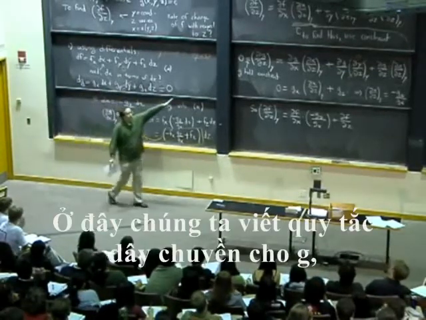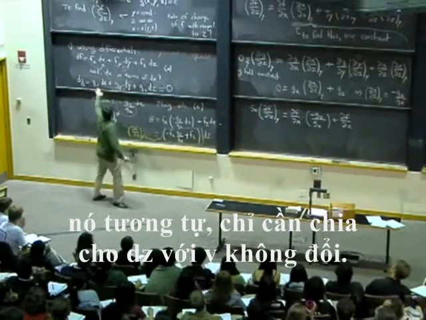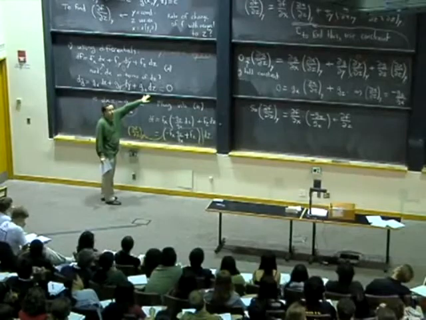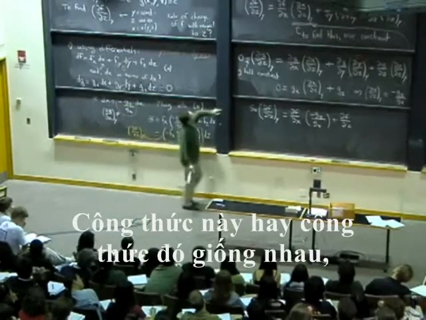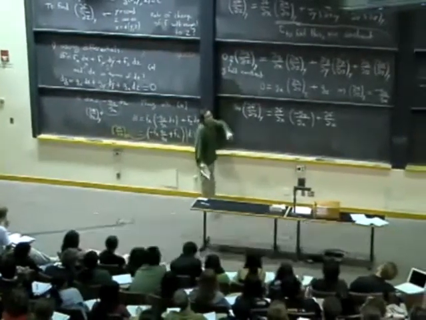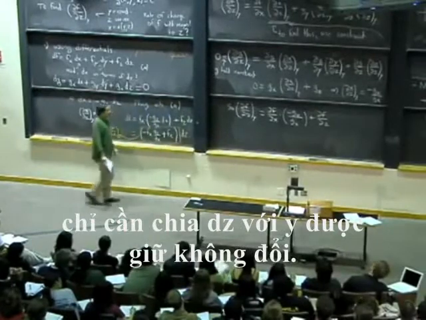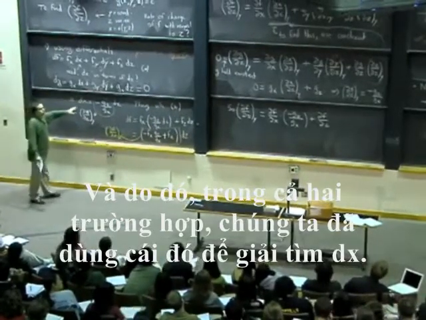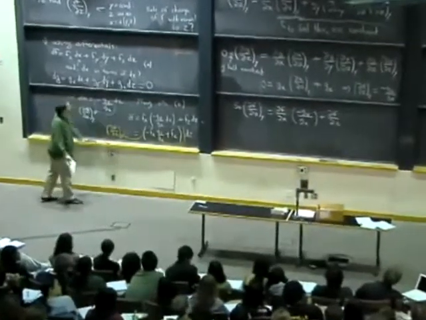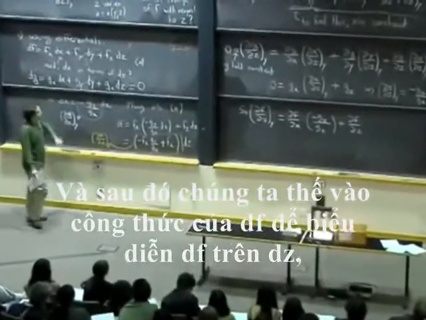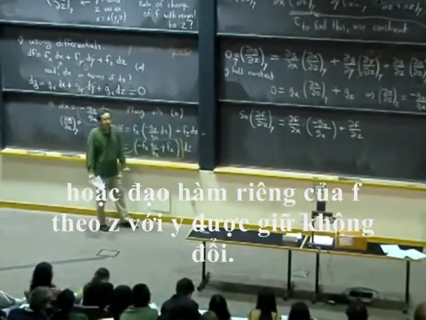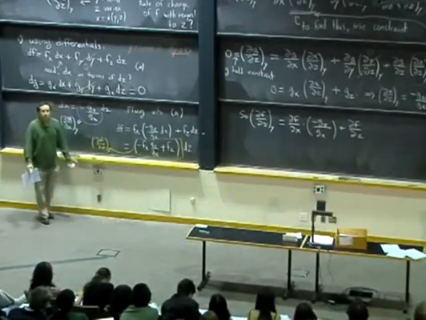Here we write the chain rule for g. That's the same thing, just divided by dz with y held constant. So this formula or that formula are the same, just dividing by dz with y held constant. And then in both cases, we used that to solve for dx. And then we plugged into the formula for df to express df dz, or partial f partial z, with y held constant.